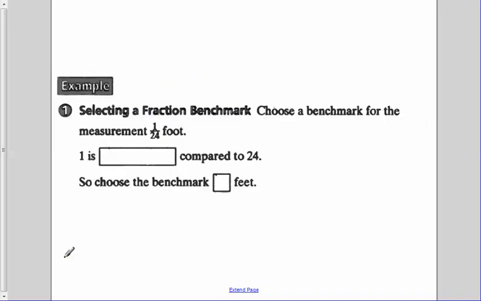So let's take an example. If we take a benchmark for the measurement of 1/24 of a foot, 1 is way less compared to 24. It is very much at the bottom end of it, so we choose the benchmark of 0 feet.